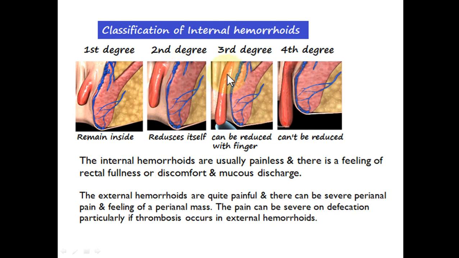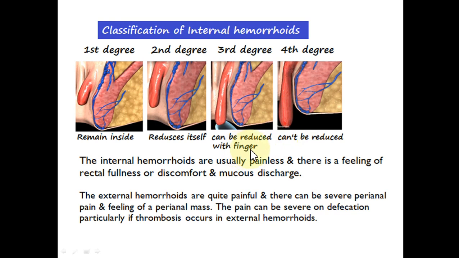The third degree hemorrhoids collapse and come out of the anal canal, but they can be reduced by the patient using a finger. While the fourth degree internal hemorrhoids make a severe and serious case in which the hemorrhoids that protrude out of the anal canal cannot be reduced.